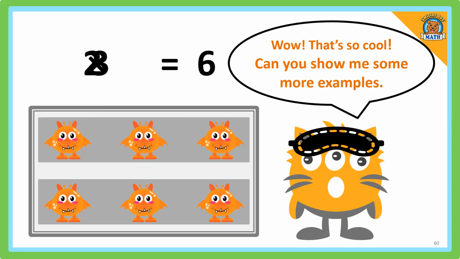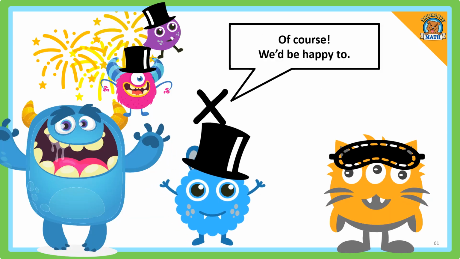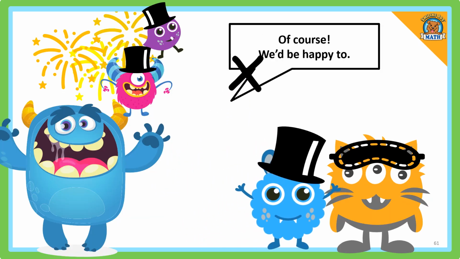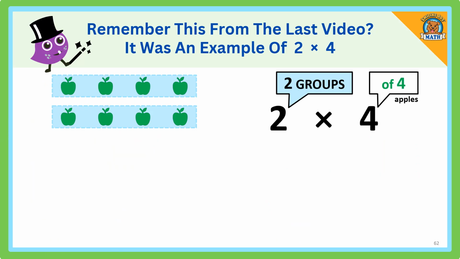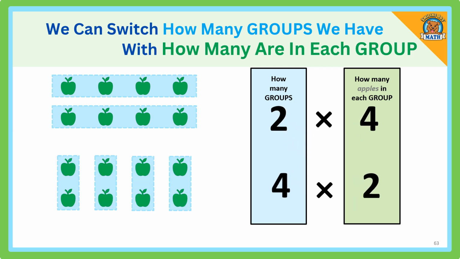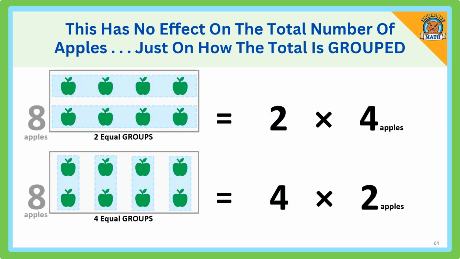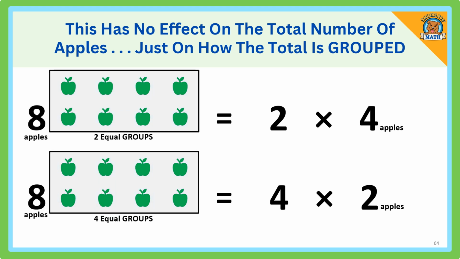Wow, that's so cool. Can you show me some more examples? Of course, we'd be happy to. Remember this from the last video? It was an example of 2 times 4, or 2 groups of 4 apples. We can switch how many groups we have with how many are in each of those groups. This has no effect on the total number of apples, just on how the total is grouped.